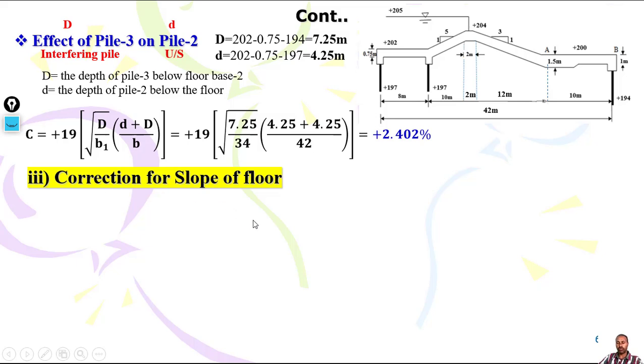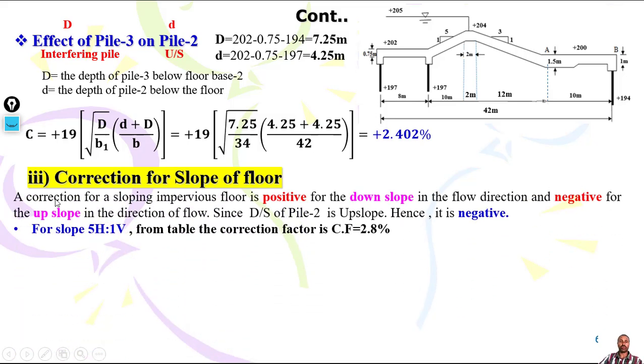So correction for slope of floor. A correction for a sloping impervious floor is positive for the down slope. The down slope, just the down slope. Correction is positive for down slope because it is accelerating. So the flow is going automatically without any problem. It will go in this direction, which is in the flow direction, and negative for the upslope in the direction of the flow.